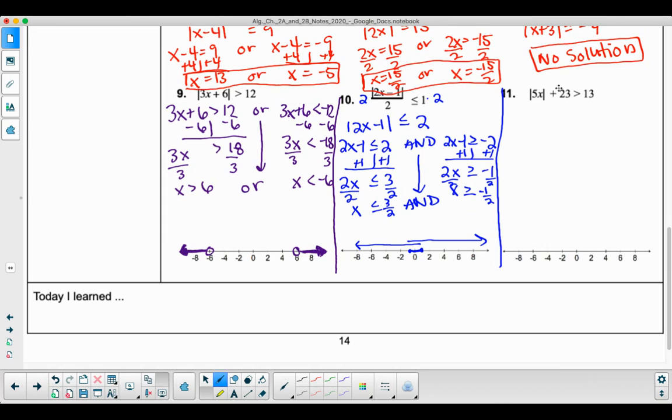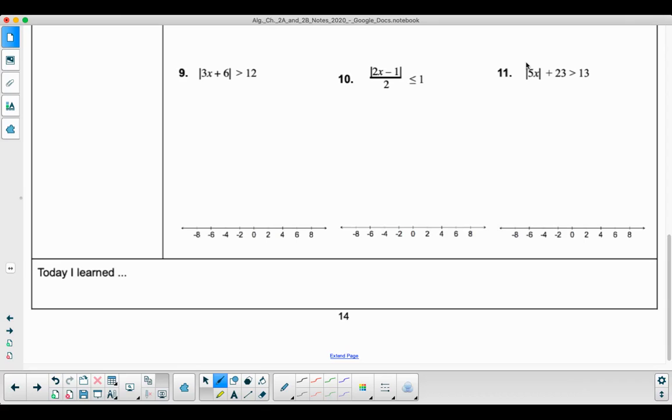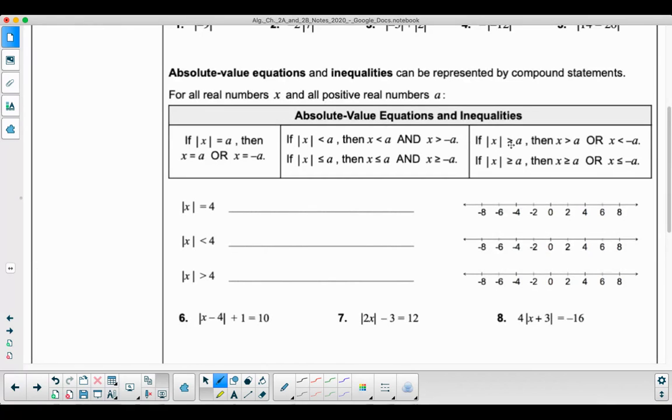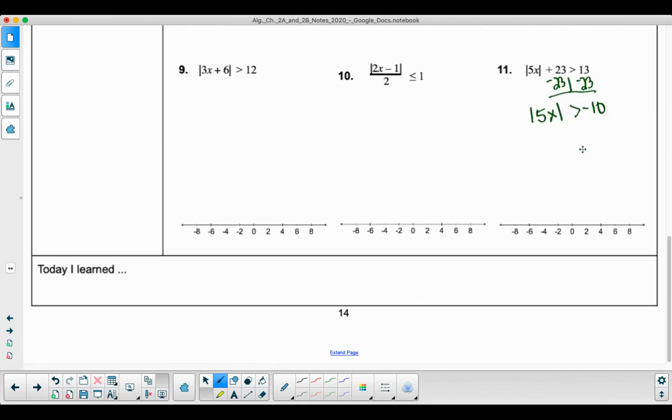All right, number 11. So on number 11, first, you're going to want to isolate the absolute value expression. So we're going to subtract 23 from both sides. And we get the absolute value of 5x is greater than -10. All right, so this is a greater than. So if we go up here, that is going to be an "or" statement.